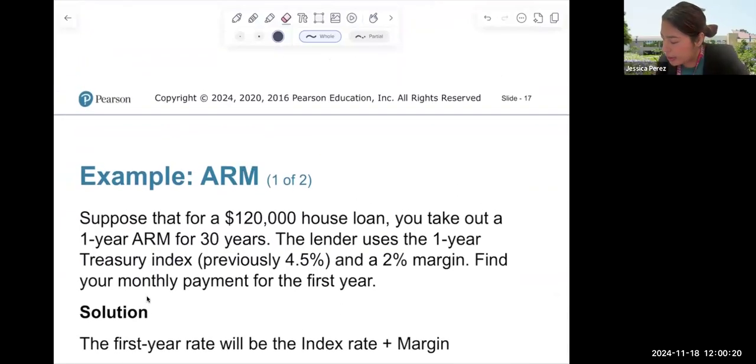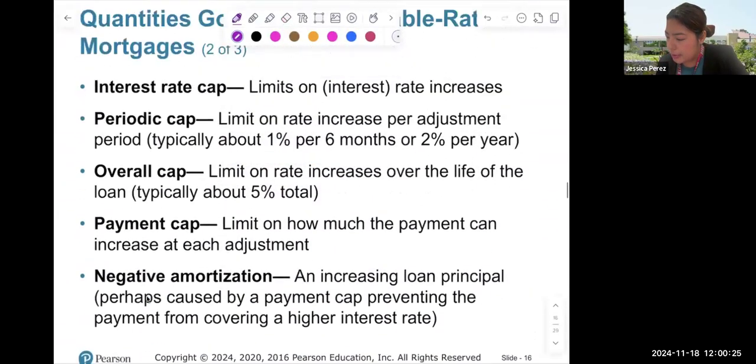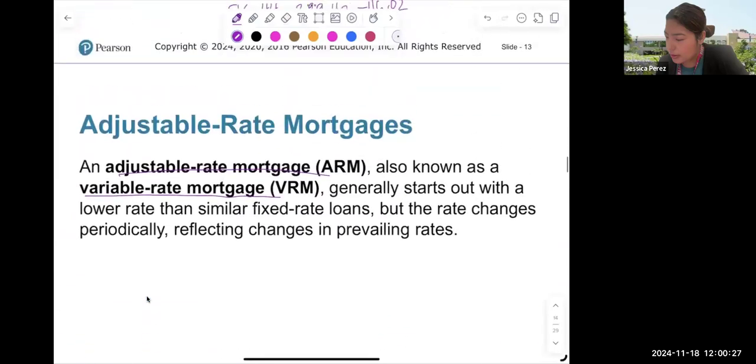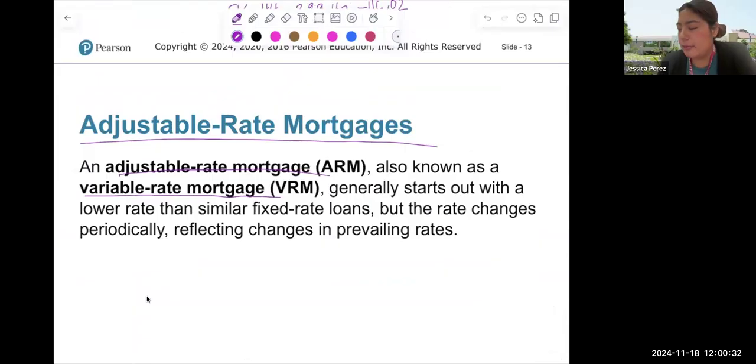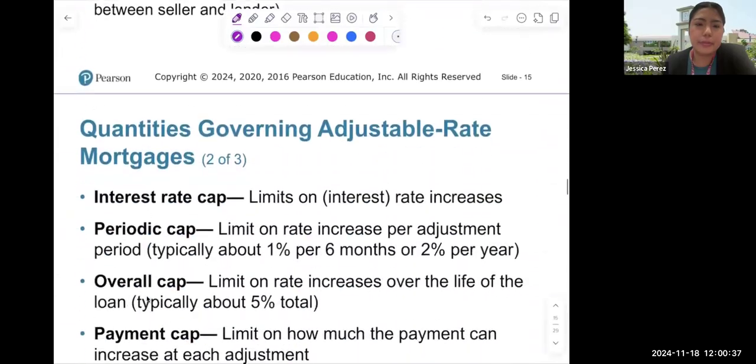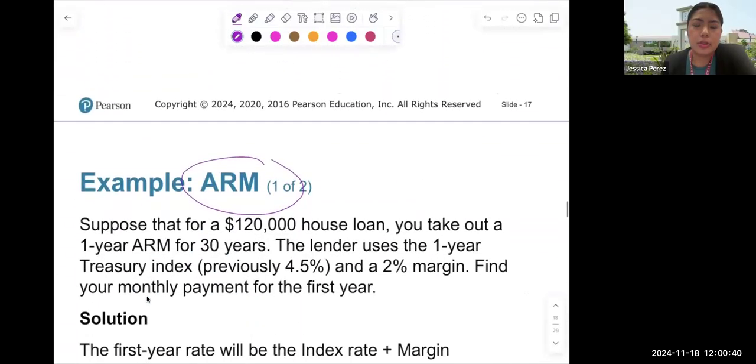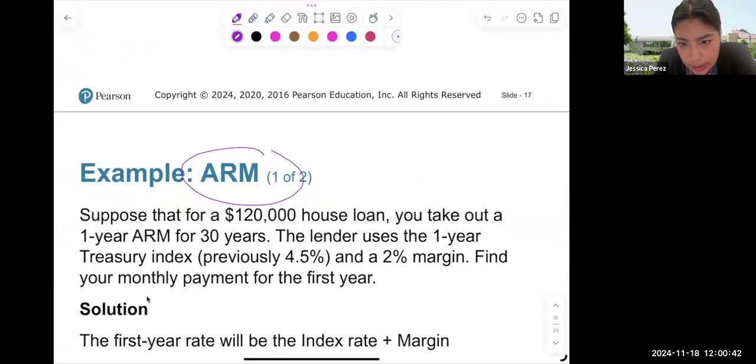So let's look at this example. What's ARM? This ARM is what we discussed up here, this adjustable rate mortgage. So there is a formula for finding this adjustable rate mortgage. Suppose that for a 120,000 home, you take out a 1-year ARM for 30 years. The lender uses the 1-year Treasury index, previously 4.5, and 2% margin. Find your monthly payment for the first year.